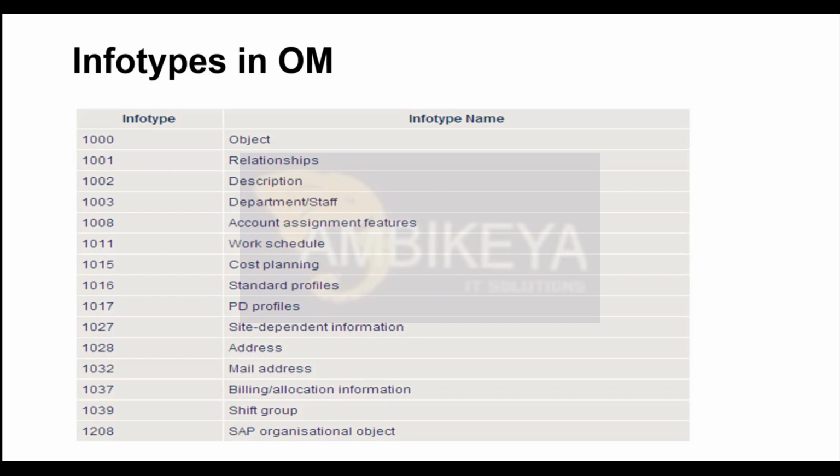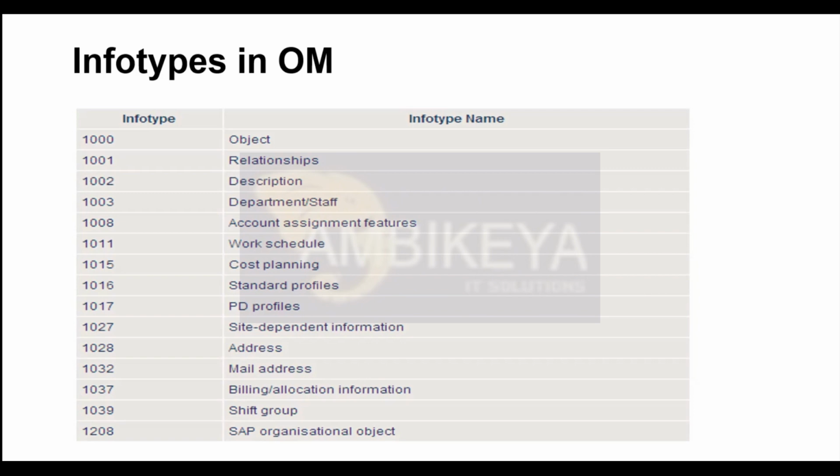Sorry. So now we completed our OM objects. We talked about relationships. Now we'll talk about info types. Any OM object is represented by a list of info types, and they start with the 1000 series. 1000 is the info type named object. 1001 is the relationship. 1002 is description. 1003 is department. 1008 is account assignment features. 1011 is work schedule.